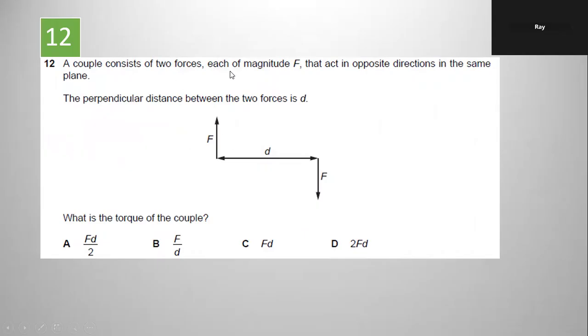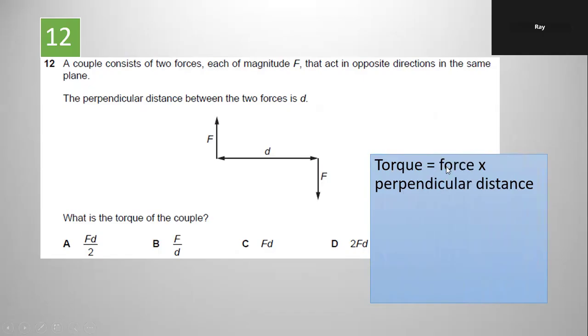It consists of two forces, each of magnitude F, and acting in opposite directions in the same plane. The perpendicular distance between the two is D. What is the torque of the couple? Torque is just the moment of a couple lah, that's all. So it's just one force times the perpendicular distance, FD. Answer C. Okay, next question.